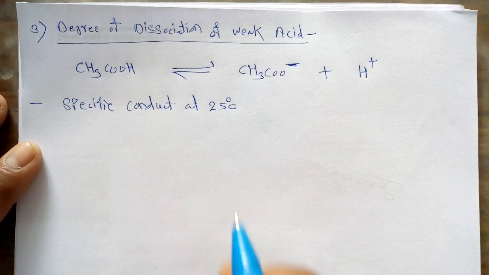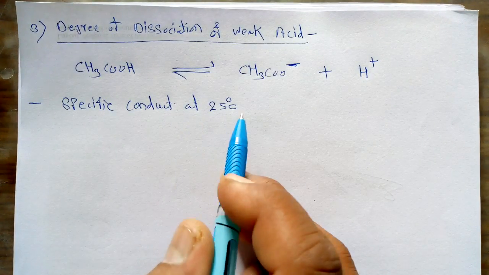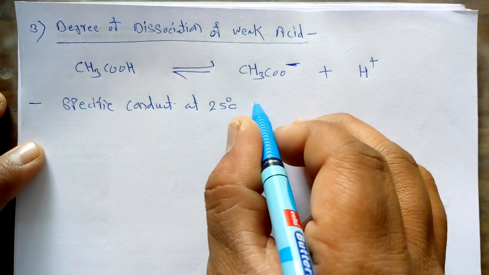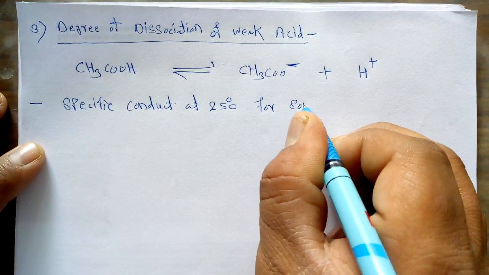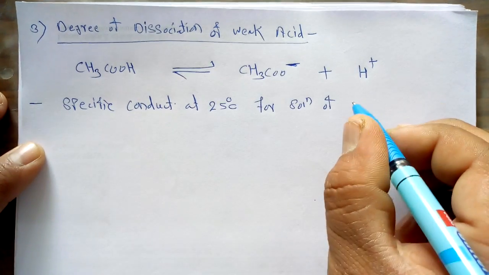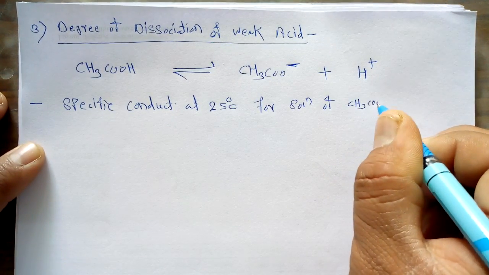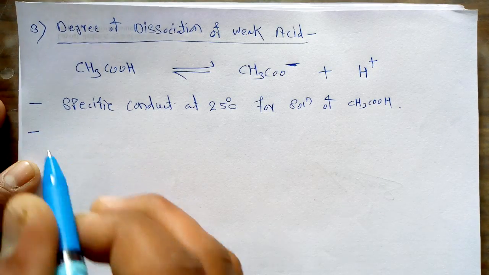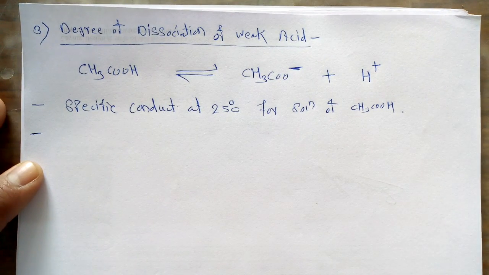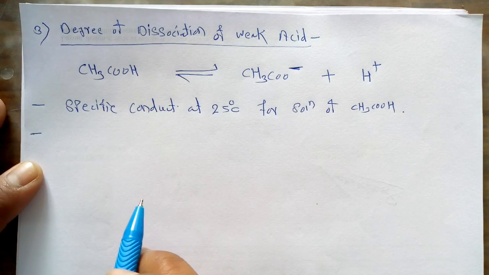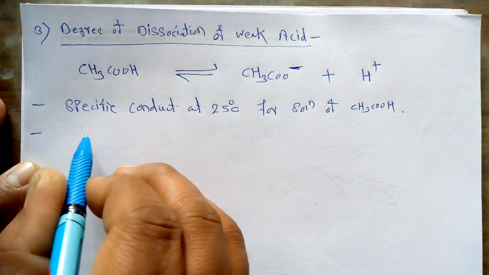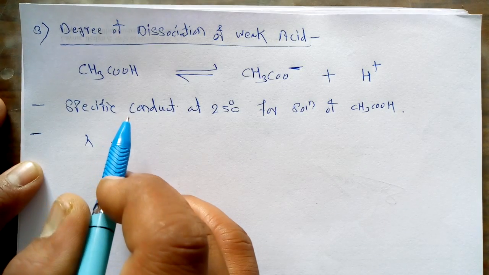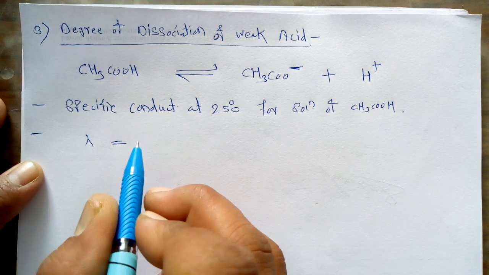We have to first determine the specific conductance at 25 degrees centigrade for this solution of acetic acid. In the second step, we have to calculate the equivalent conductance, that is lambda. Once we calculate the specific conductance in the first step, in the second step we have to calculate its equivalent conductance.